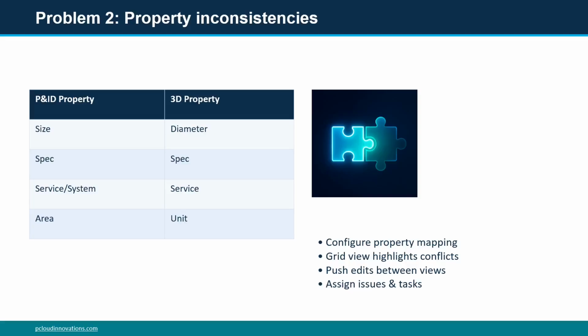Well, another challenge these projects encounter is when a component that lives in both of the databases has inconsistencies between the properties that they share. So for example, the P&ID might refer to a size while the 3D calls it a nominal size or a diameter, but the values have to be consistent since they represent the same information. So we need a way to reconcile these, or at least visualize these differences, and then take action.